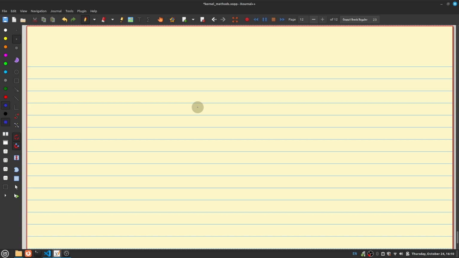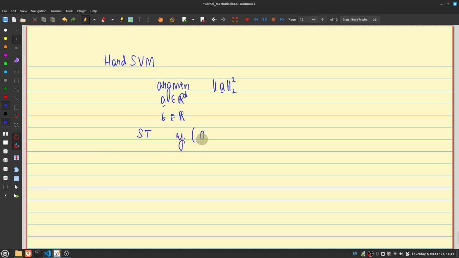So let's again look at the optimization problem that we are interested in. So recall that the hard SVM problem is the following optimization problem. You find the argmin over all A in R^d, b in R, of the two norm of A squared, subject to the constraints that y_i times (A transpose x_i minus b) is greater than or equal to 1 for all i, so i equal to 1, 2, 3 up to n.